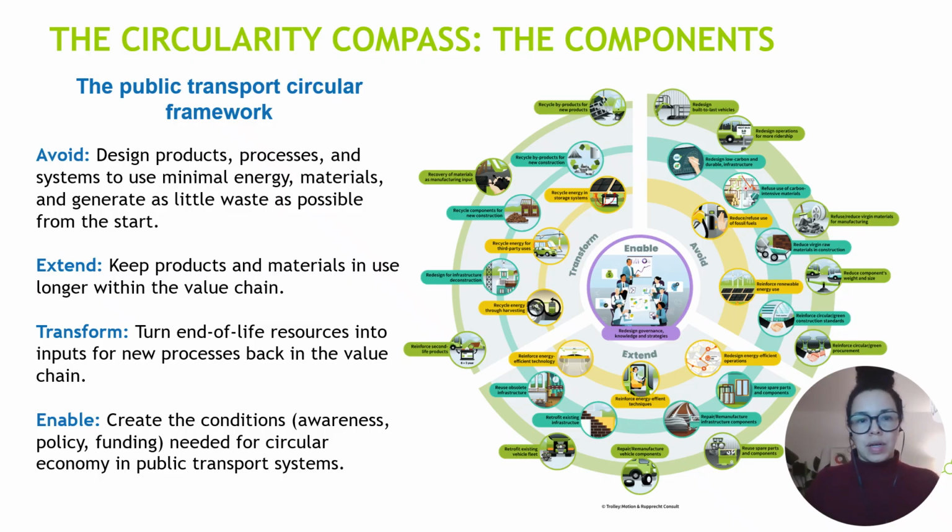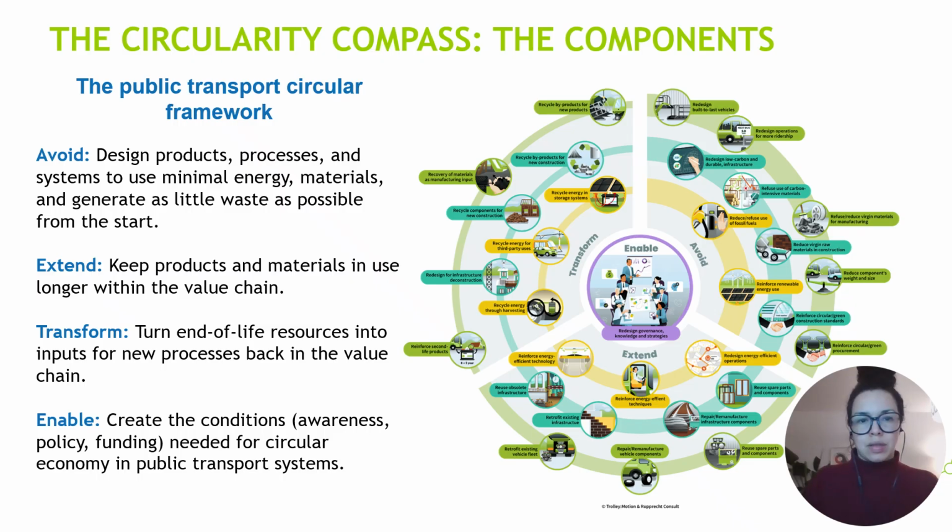And the cycle is organized into 4 phases. One is the avoid phase, which is at the start and how the design of vehicles, infrastructures, and systems can be done to use minimal energy, minimal resources, and materials from the start. The second phase is the extend phase, which is about keeping things, assets, materials for as long as possible through reuse, refurbishment, and maintenance practices.